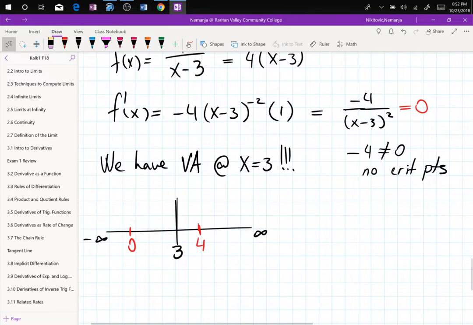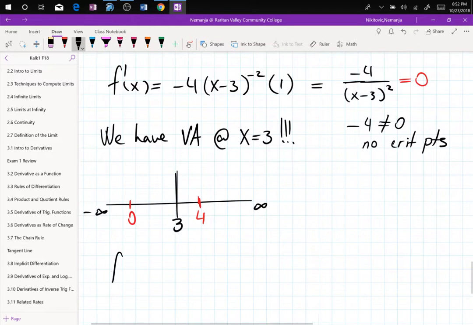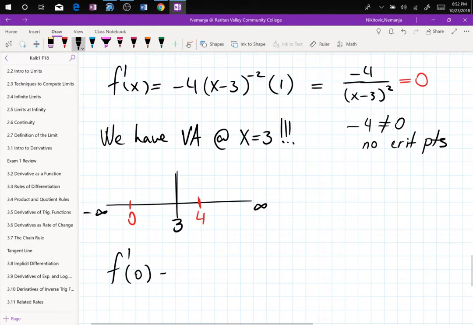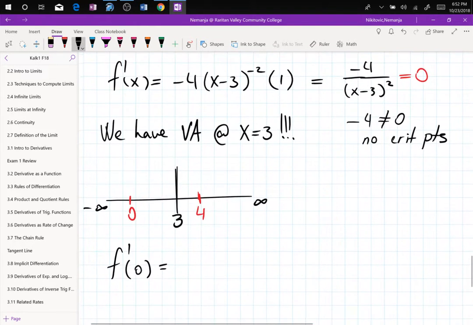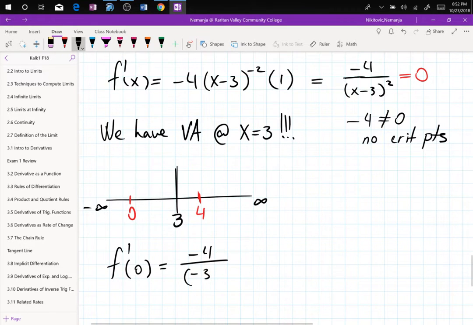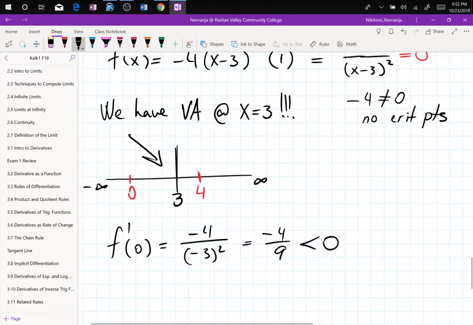So now we have our first derivative computed at 0. First derivative is given as negative 4 divided by negative 3 squared. This is going to be, see, I don't care how much this is, right? Negative 4 over 9. All I care is it's less than 0, so I can draw my decreasing there. That's all I care about.